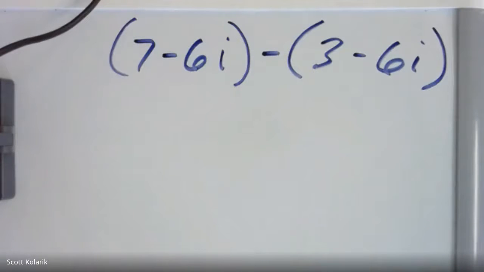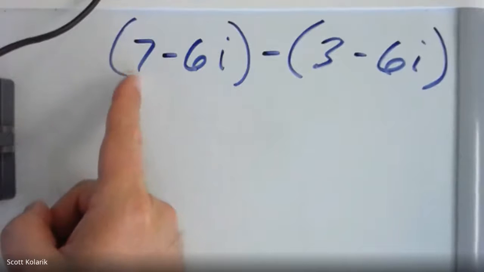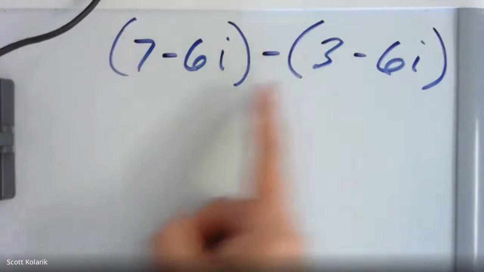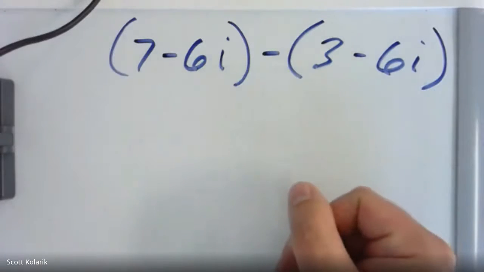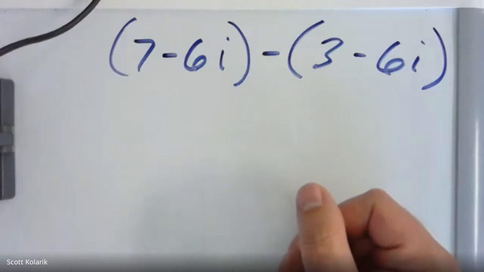Well, again, the simple concept here, and if you want to throw this in your margin, essentially all I'm doing is combining like terms. This 7 can only combine with other real numbers, being this 3. This 6i can only combine with other i's, being this other 6i. I just have to be really careful about signs.